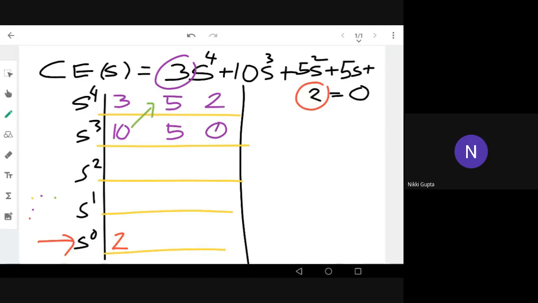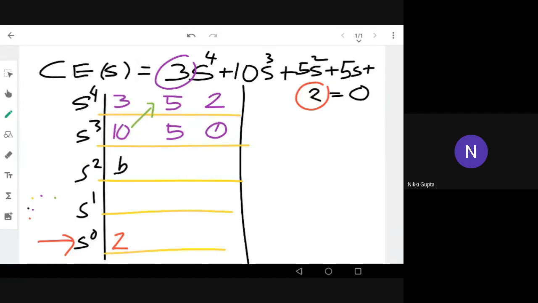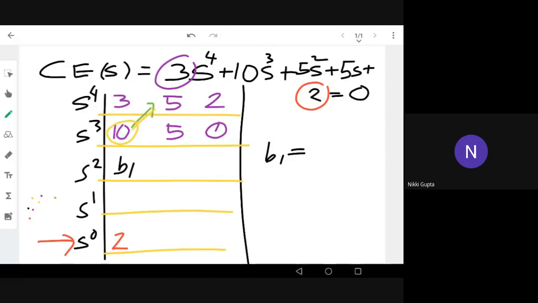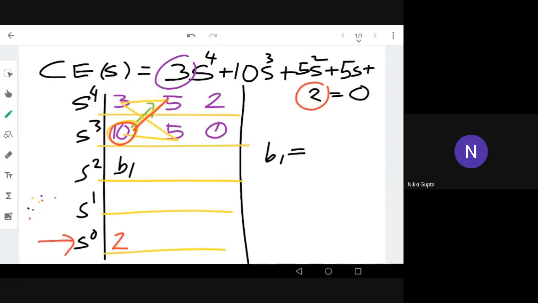Now we need to find the value of B1. After A's rows, we have B's. So what is the equation of B1? Again, I repeat, for the B1 equation, you should just identify this path. Lower element, then top minus this into this, divided by lower. Start from the bottom 10, go top into, it's a multiplication, then minus 3 into 5 divided by 10.